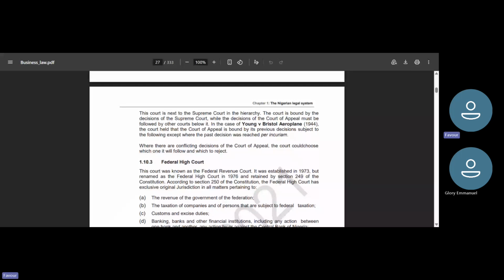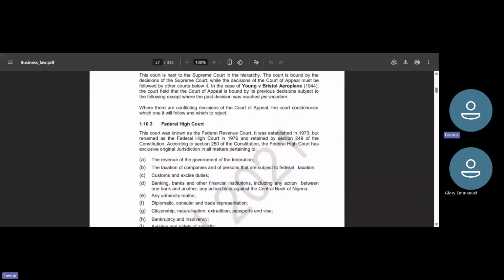So there's the Federal High Court that is below the Court of Appeal, also known as the Federal Revenue Court. So when you hear Federal High Court and Federal Revenue Court, you should know they are the same thing. It was established in 1973, but renamed as the Federal High Court in 1976 and retained by Section 249 of the Constitution.